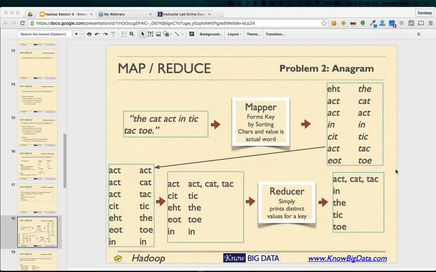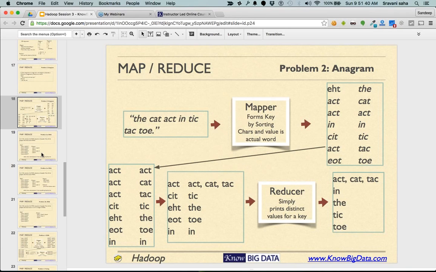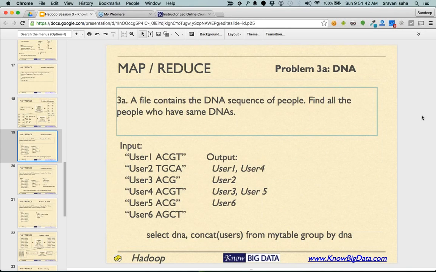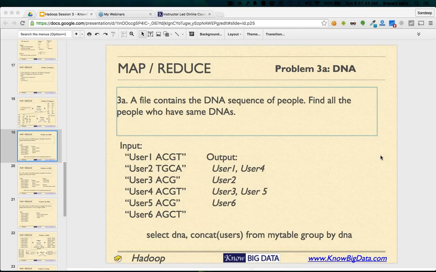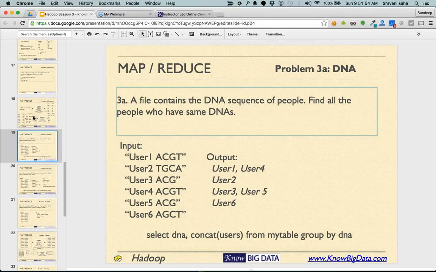Is it clear to all of you? All right. Any questions on the anagram problem? This one?